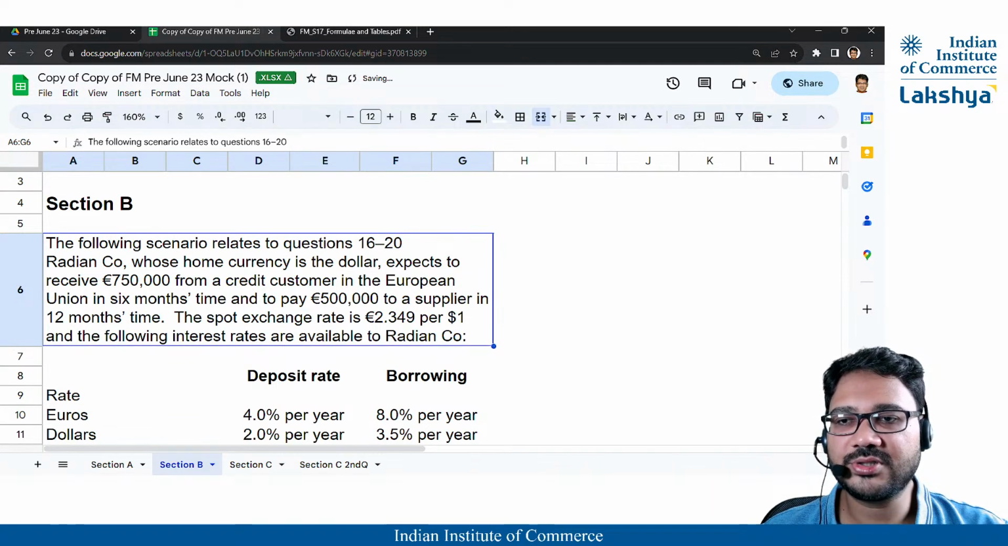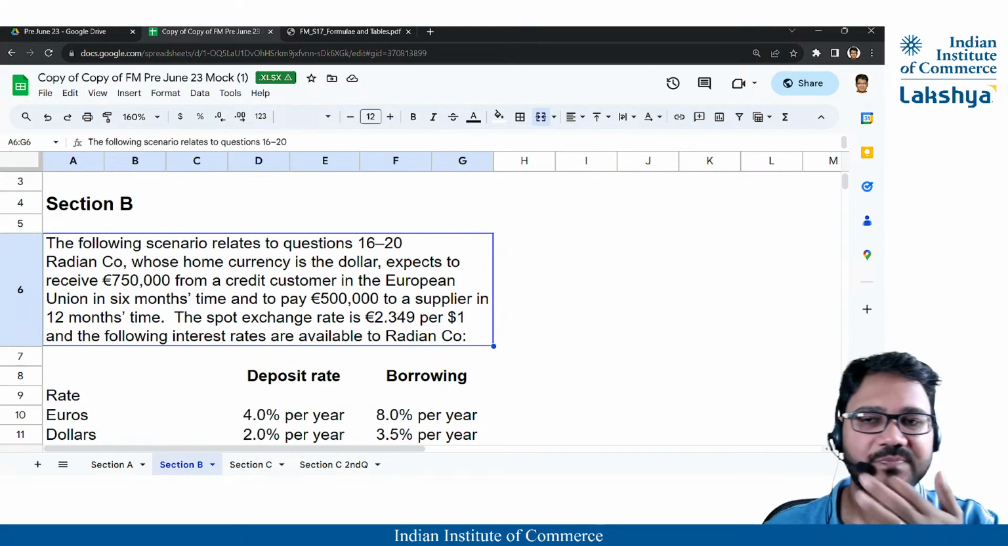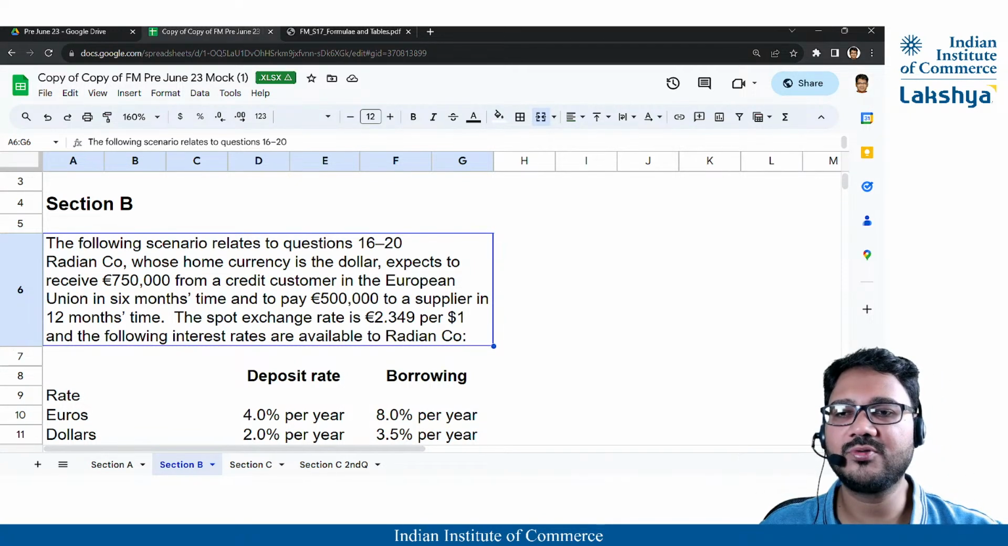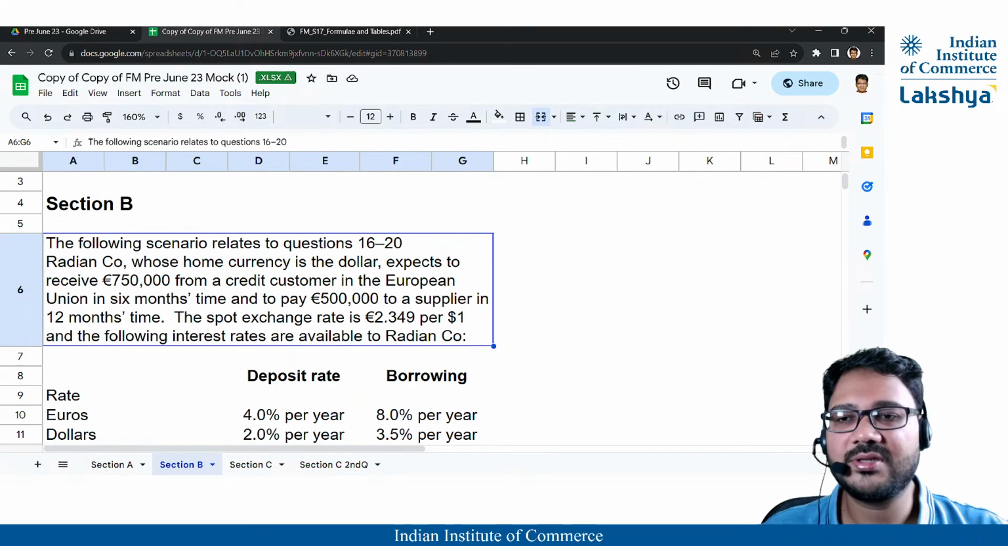The following scenario relates to Radian company, whose home currency is the dollar, and which expects to receive 750,000 euros from a credit customer in the European Union in 6 months' time, and to pay 500,000 to a supplier. So it's receiving 750 in 6 months and has to pay 500 in 12 months. We cannot net or match it off. These are two separate transactions because of 6 months and 12 months. Had they been in the same month, like 6 months and 6 months, then we could have matched it and had a net exposure. But in this case, we have individual exposures.